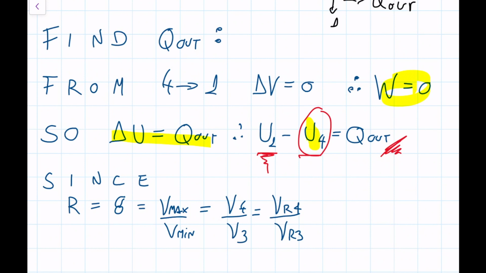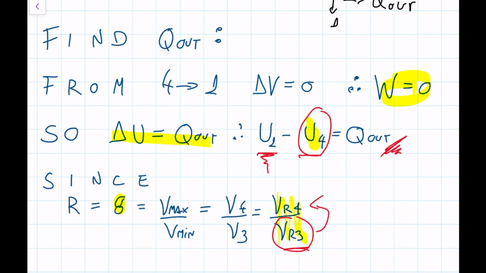Okay, and that's the interesting part, right? Because we can use state 3 to find state 4. Remember I mentioned it's an isentropic process, so therefore we can use the relationship between the relative volumes. So my max over my minimum, we know that's 8 all along. We always knew this. So long as I have this guy, I can find this guy. And I do have this guy.